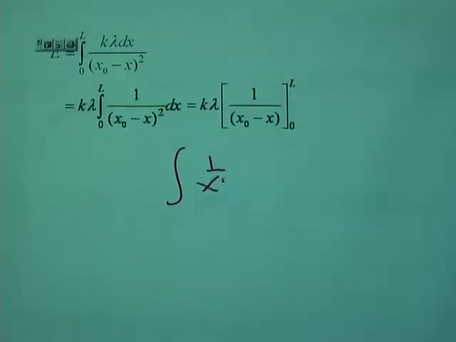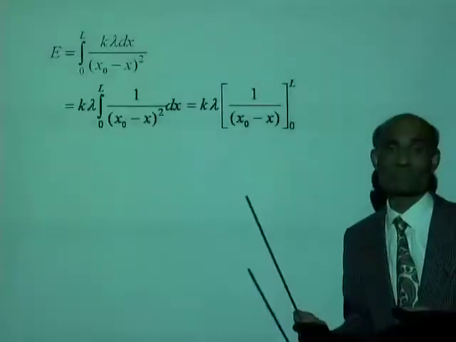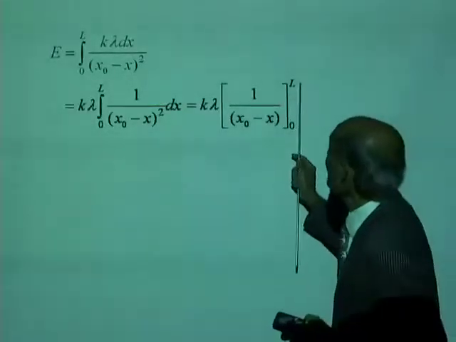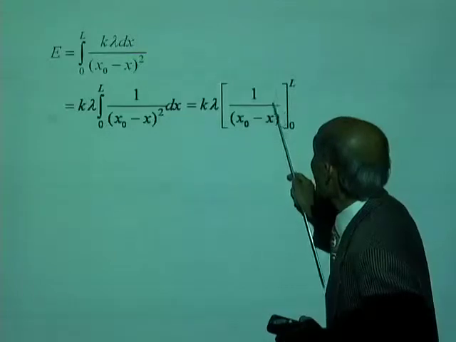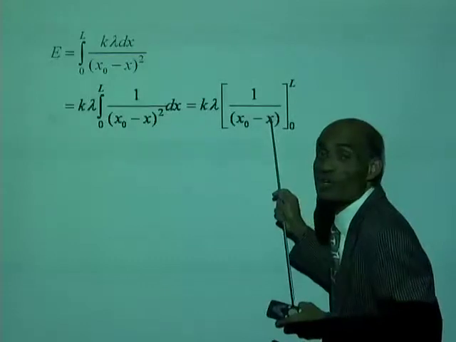Integral of 1 over x squared dx. You know that it is negative 1 over x. And now, if you notice that negative sign, the negative x squared will make that positive. So the integral of this quantity will be 1 over x0 minus x with a positive sign. x0 is a constant. Alright, and now we replace x by L, the upper limit, minus replace x by the lower limit 0.